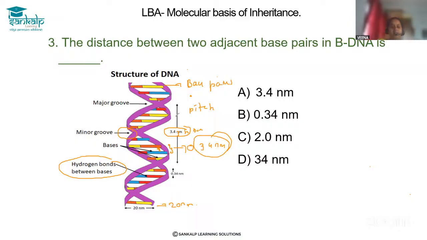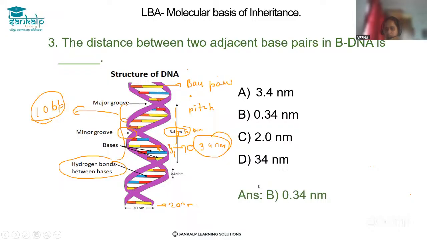Okay. So the adjacent base pairs will have 0.34 nanometer distance. And for each turn, this is one turn. Okay. For each turn this will contain 10 base pairs. Okay. So this is about the DNA structure. So the correct answer is here, dear student. Which option? Option B, that is 0.34. Okay. Thank you.